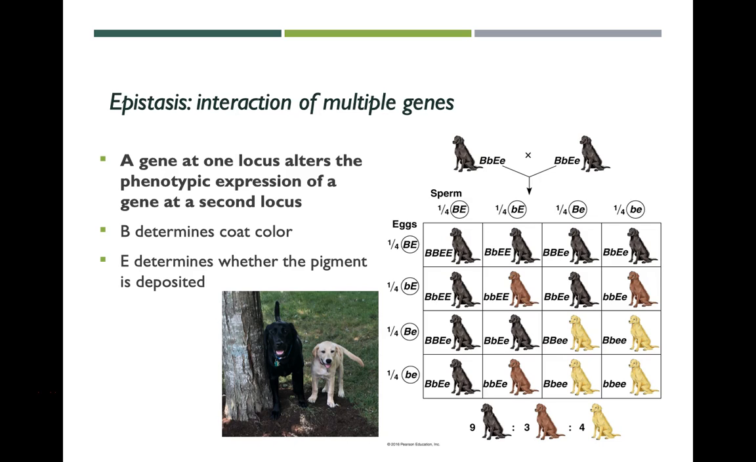So in this case, even though we are doing a dihybrid cross with two heterozygous individuals, we don't get the regular 9:3:3:1 ratio. Instead, we get a 9:3:4 ratio, where more individuals than we would expect show a recessive phenotype.